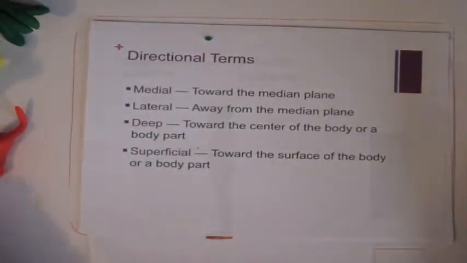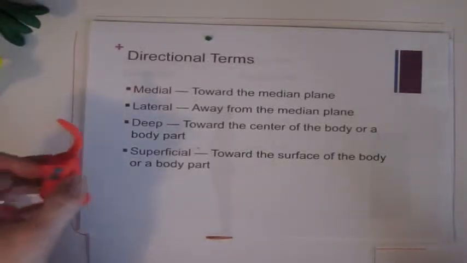Deep to superficial. Deep means towards the center of the body or body part, and superficial means towards the surface of the body or body part.